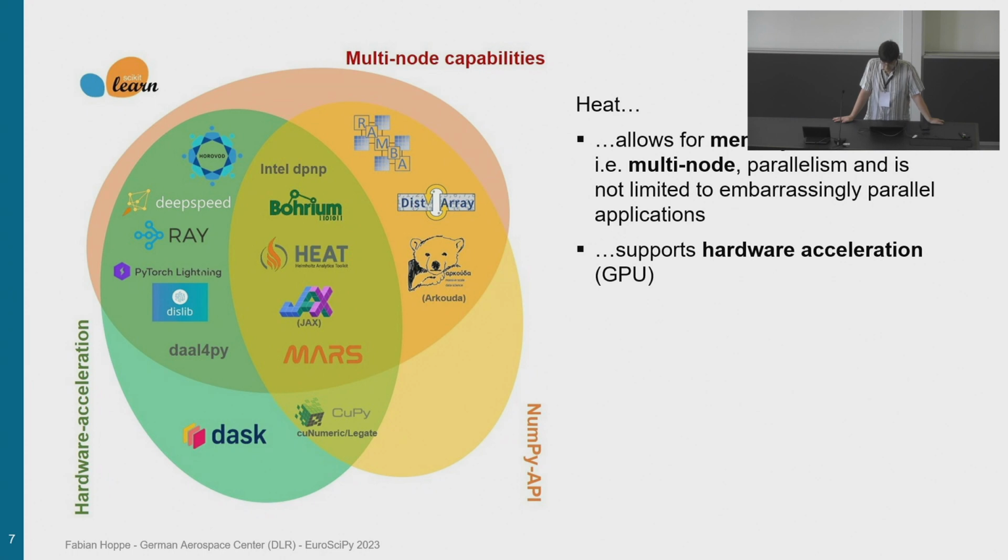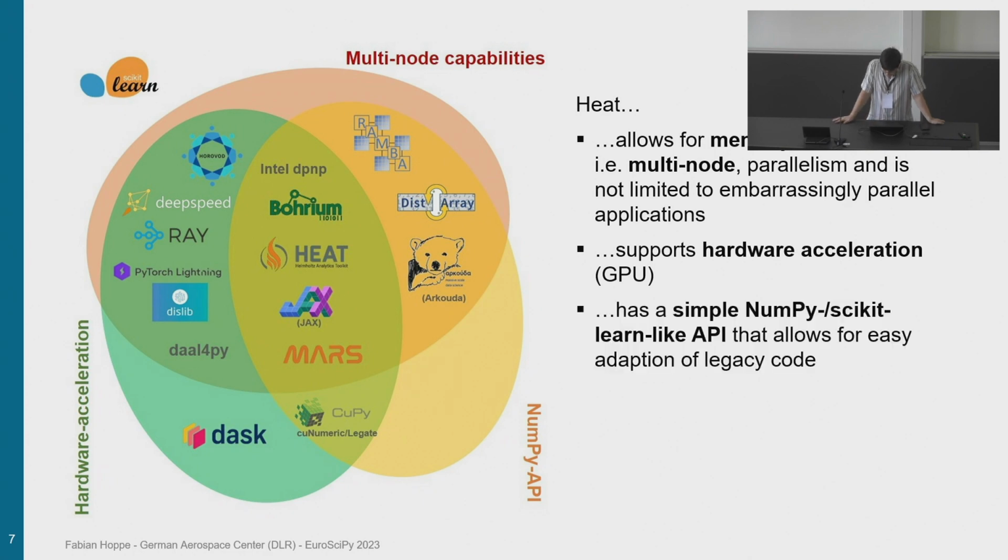The next point is you can do hardware acceleration. That's quite standard, I guess, in data analytics today, but in this multi-node setting, it's not always standard. Very important, we think, is to have a simple NumPy or scikit-learn-like API, such that a researcher who is used to using NumPy or scikit-learn for his workflow can adapt this with minimal changes to bring it onto a supercomputer.